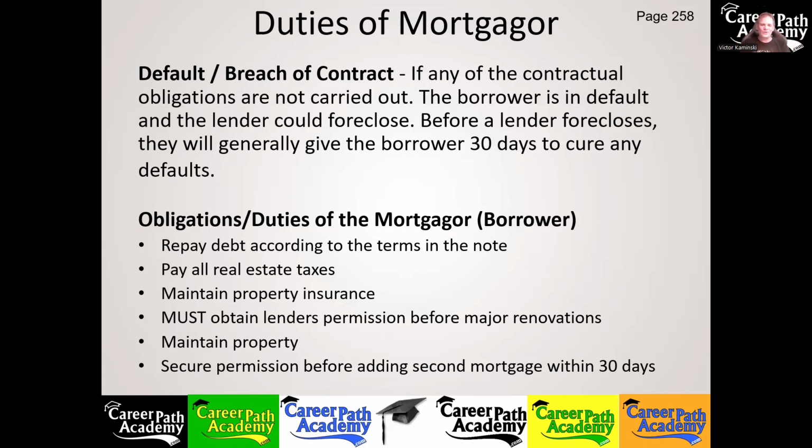So if the lender knows about such things, you're really risking their collateral. They could move forward with foreclosure, but generally they'll give you 30 days to cure any such default. So they'll give you 30 days to finish your project, get it done. Then you won't be in default.